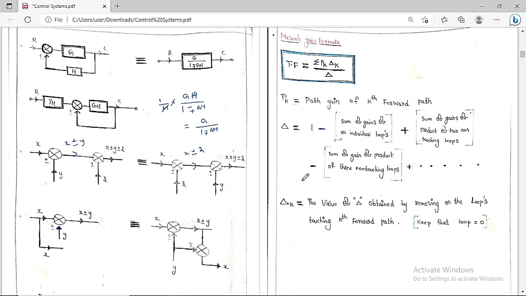So always remember, what is the meaning of path? I have already told you. Path means whenever you are traveling from the initial point to the final point in the direction of arrows without traveling any node more than once, it is the forward path. And what is a loop? Loop means the initial point is equal to the final point, and you have to always travel in the direction of the arrows without traveling any node more than once. So this is how you can easily know about the loops.